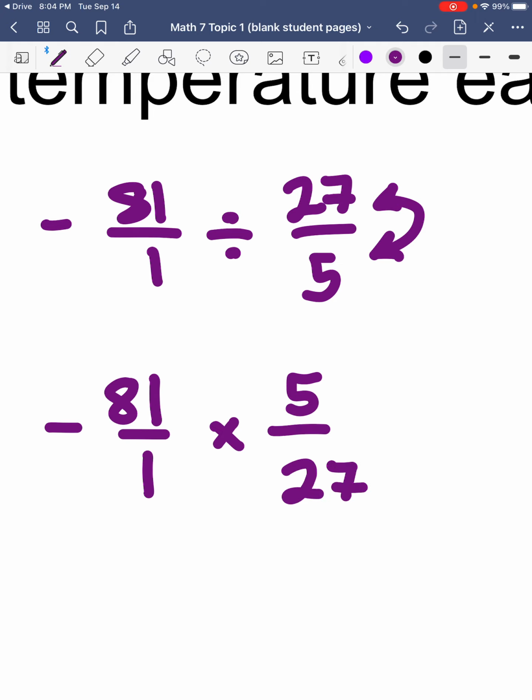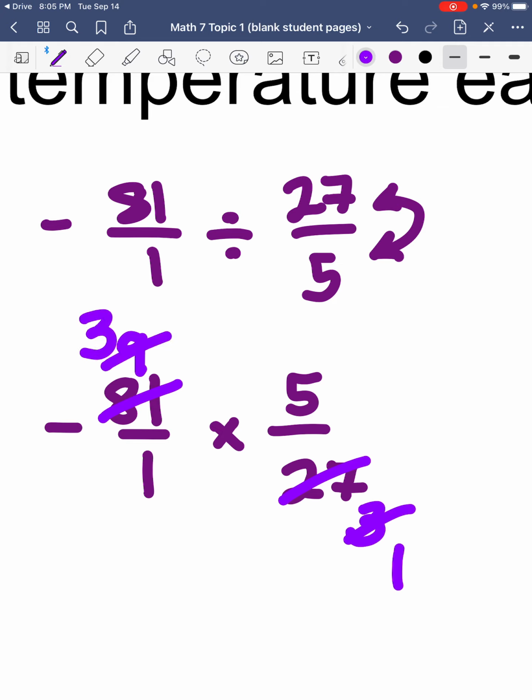Now I'm ready to see if anything reduces. So 5 and 1, nothing reduces there. But 81 and 27, we can reduce. 9 goes into both of those. 9 goes into 81 9 times, and 9 goes into 27 3 times. Well, when I look, I still have 9 and 3. Those numbers still reduce. So what's a number that goes into both of those? Well, 3 goes into both of those. 3 goes into 3 one time, and 3 goes into 9 3 times. So now that I've reduced all the way, I am ready to multiply. I multiply across the top. 3 times 5 is 15.